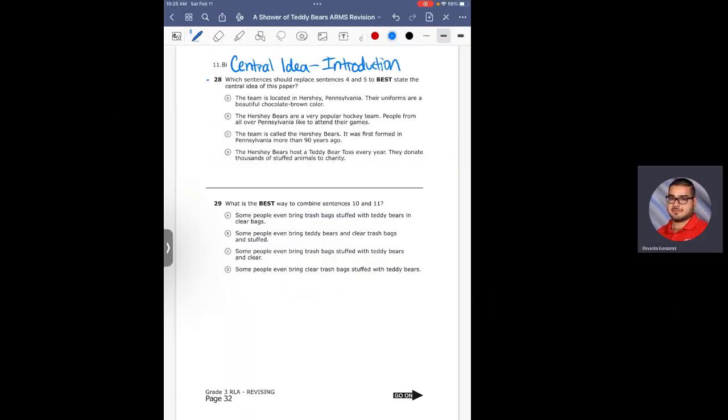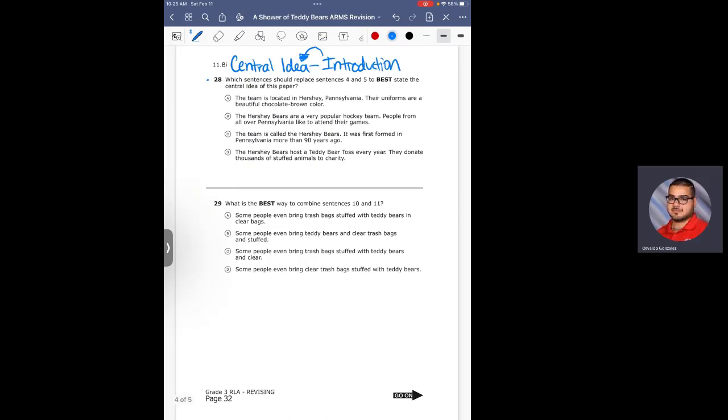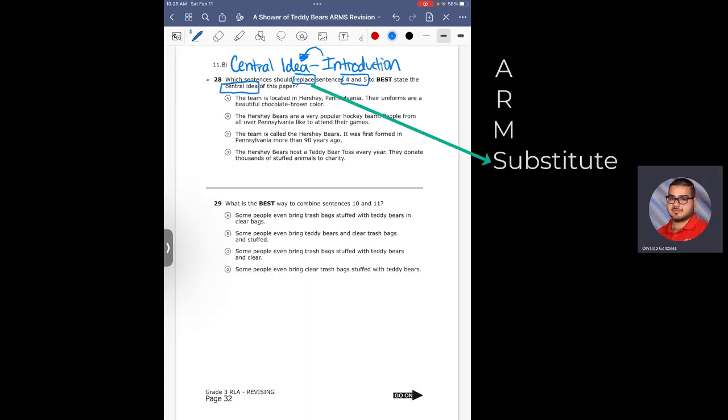All right, now we're going to look at 2 questions. We're going to look at question 28 and 30. Question 28 is a question that focuses on the introduction. Now that introduction has to jive or align with our central idea, which is teddy bear toss. So here it says, which sentences should replace sentences 4 and 5 to best state the central idea? The word replace tells us we will do substitute in ARMS.